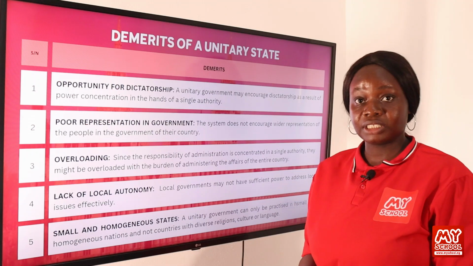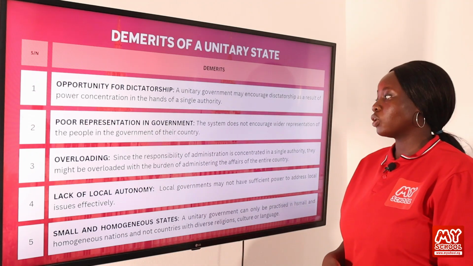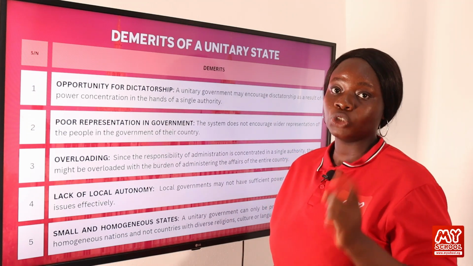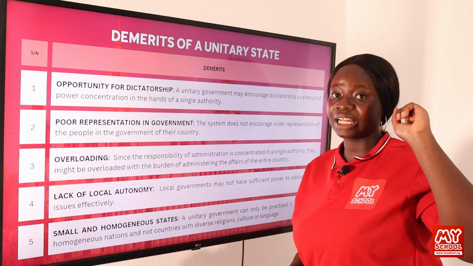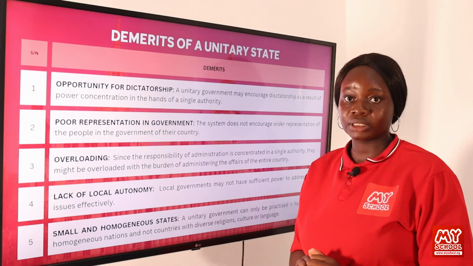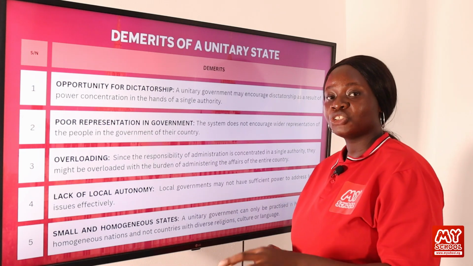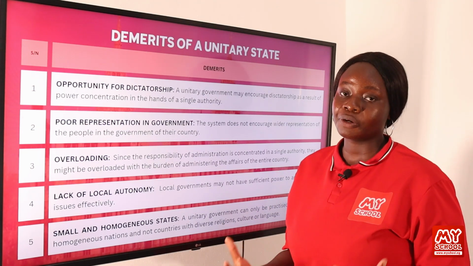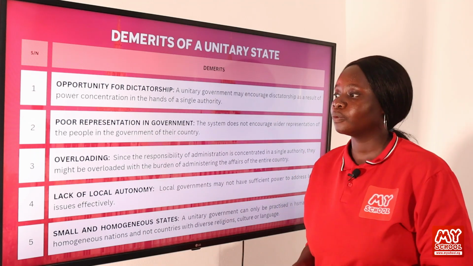Also, there is poor representation in government. The system does not encourage wider representation of the people in the government of their country. Again, you have one legislative house, the one at the central level. There are no state legislative houses. And because of that, the interests of several different constituencies may not be adequately represented at the central level.